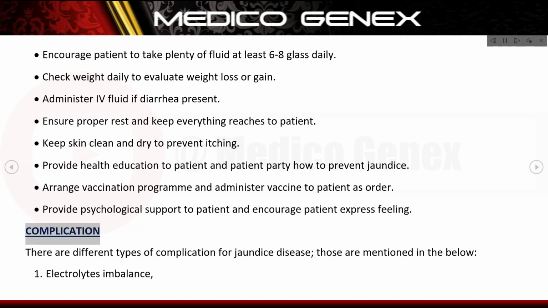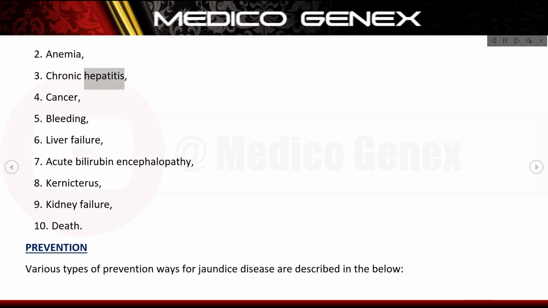Complications. There are different types of complications for jaundice disease, those are mentioned below. Electrolytes imbalance, anemia, chronic hepatitis, cancer, bleeding, liver failure, acute bilirubin encephalopathy, kernicterus, kidney failure, death.